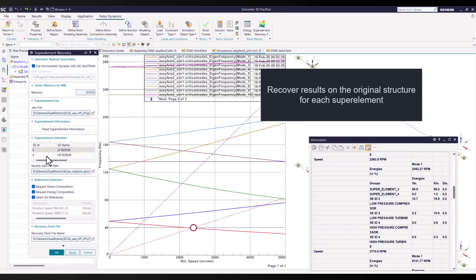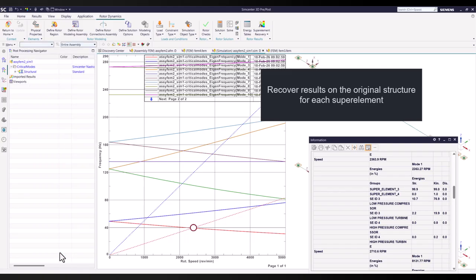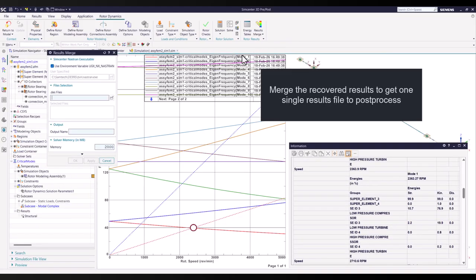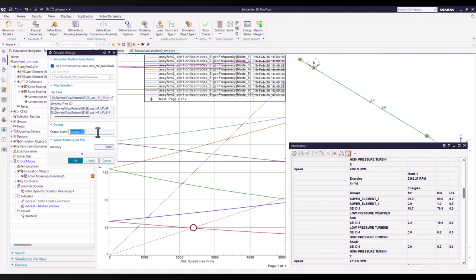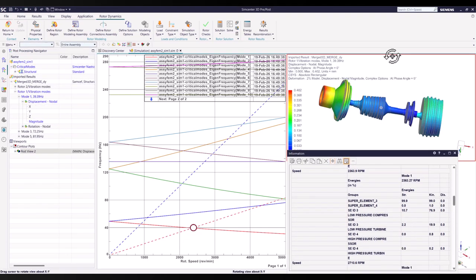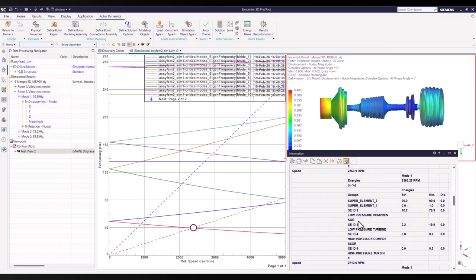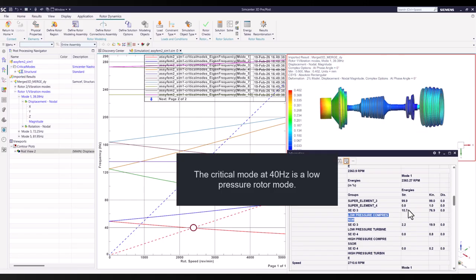Here we launch the recovery of results on the low pressure rotor and high pressure rotor separately, and then we can merge those results to have a single output file to be post-processed. In the merged results, here for 3D recombined results, we can see the critical mode at 40 Hz, and that is a low pressure rotor mode for the compressor part.